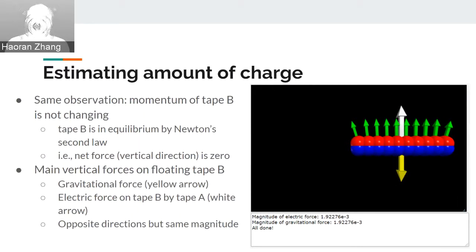In this lab, we have the same observation that the momentum of tape B is not changing. Hence, by Newton's second law, tape B is in equilibrium. In other words, the net force on tape B is zero in the vertical direction. Now we want to find the main vertical forces on floating tape B, and there are two. One is the gravitational force, which is represented by the yellow arrow, and the other one is the electric force on tape B by tape A, which is shown as the white arrow in the diagram. These forces are in opposite directions but have the same magnitude.